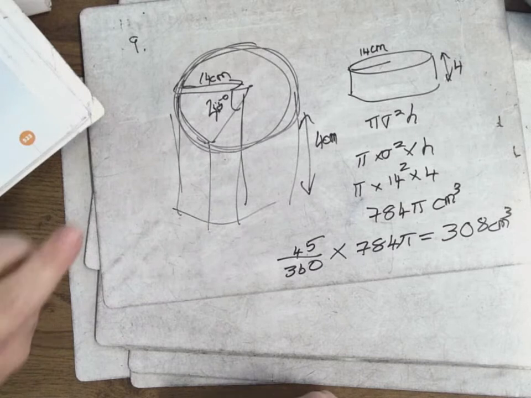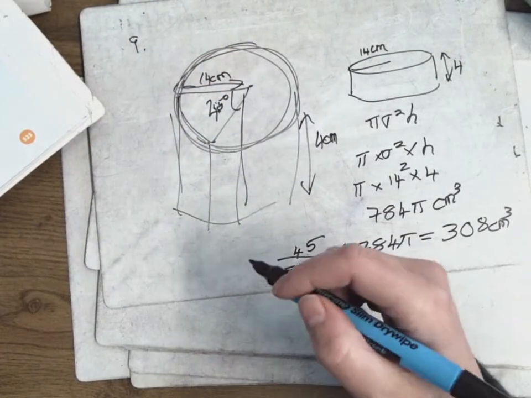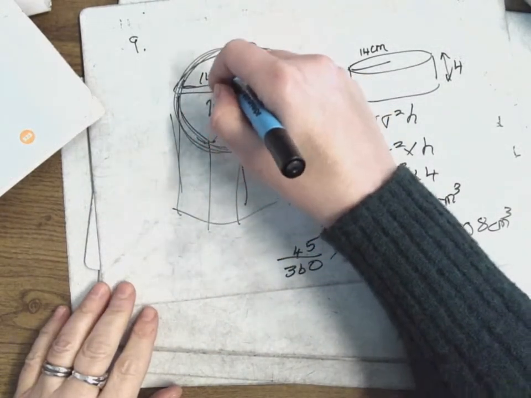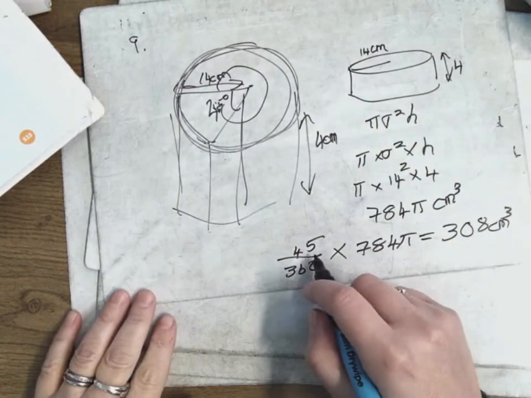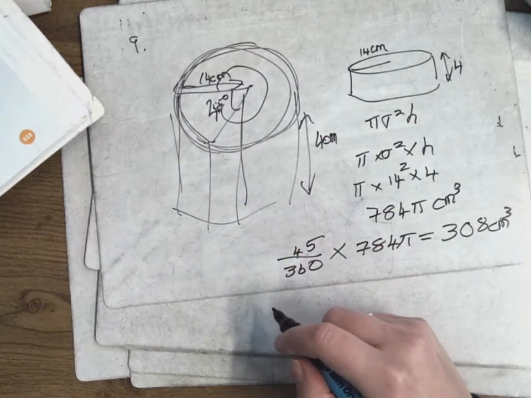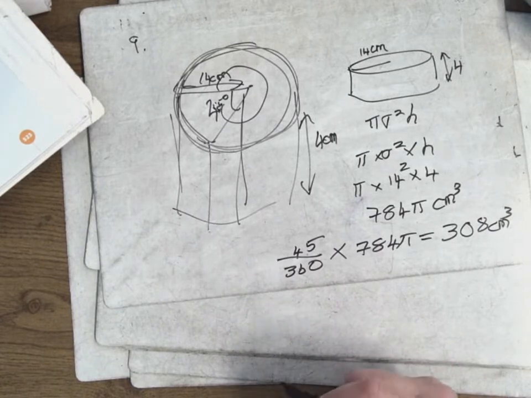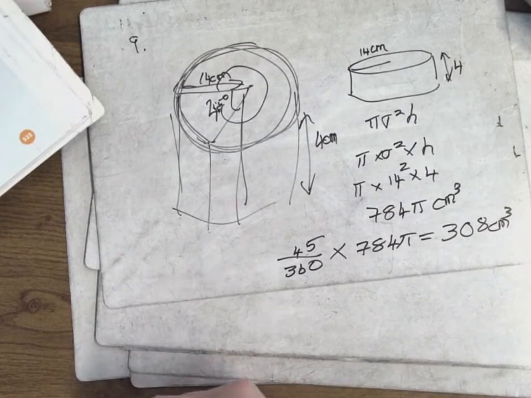Why don't I take it? Because I want to know what fraction of the whole thing I have. If I have 45 degrees, and the whole lot would be 360, then if I put 45 over 360, I'll see what fraction of the whole thing I have. Anybody else? Questions? Is that right? Anyone need me to do number 10?